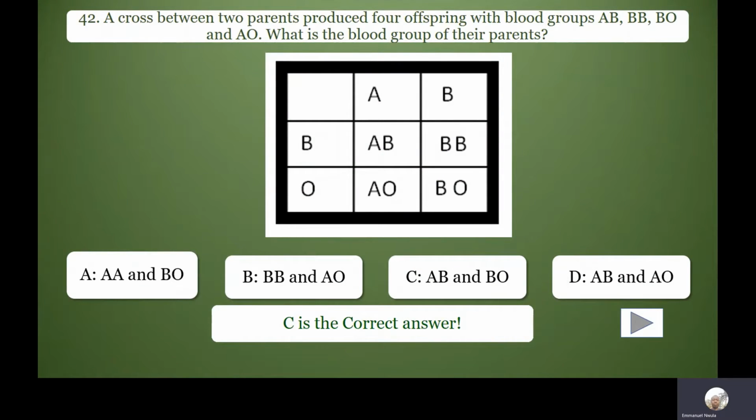A cross between two parents produced 4 offspring with blood groups AB, BB, BO, and AO. What's the blood group of their parents? C is the correct option. If you cross blood group AB and blood group BO, you will get the offspring listed in the question: AB, BB, AO, and BO. So I've crossed it using this Punnett square.